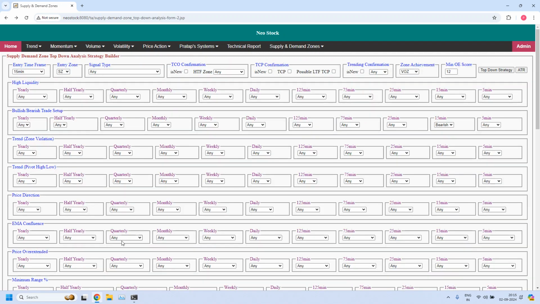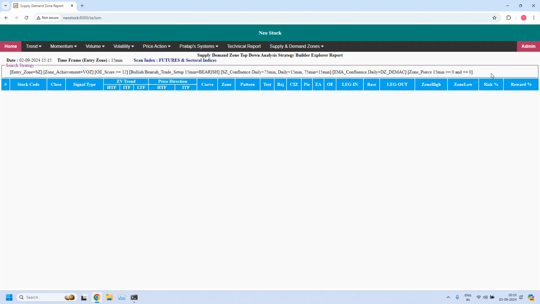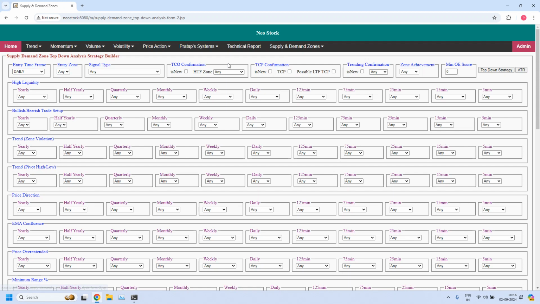Okay, I am applying the EMA confluence filter in the daily time frame. So I am looking for a daily demand zone with daily EMA confluence. So none of the stocks are having EMA confluence. Fine. And the next report is hourly income trade.